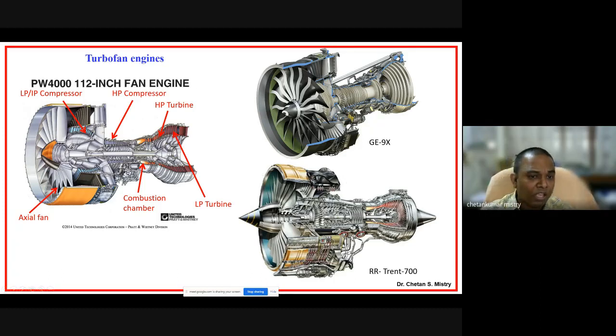Now this is the high pressure compressor. That is rotated with your HP turbine, or high pressure turbine. There are two concentric shafts. The outer shaft is called the high pressure spool. The inner shaft is called the low pressure spool. The high pressure spool rotates at high speed, and the low pressure spool rotates at low speed. So at this moment, this is what is required.